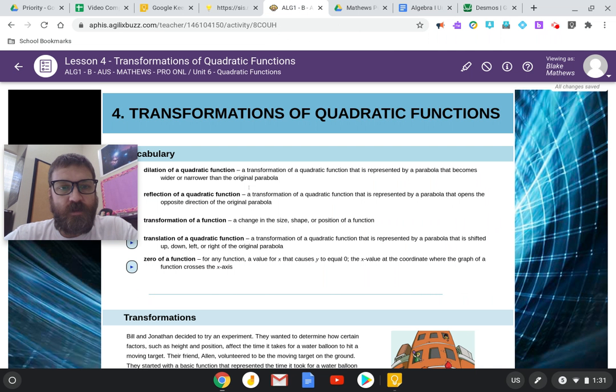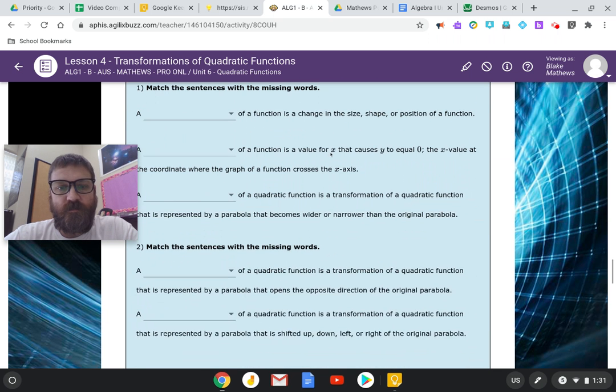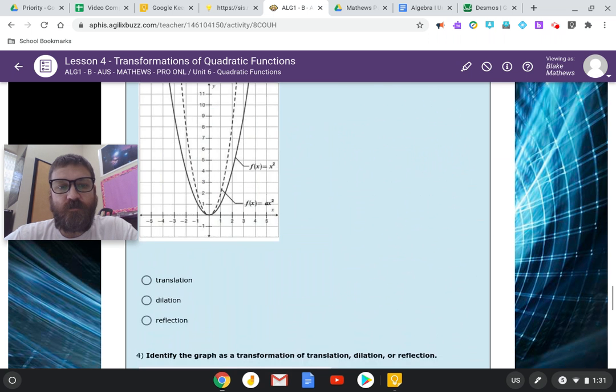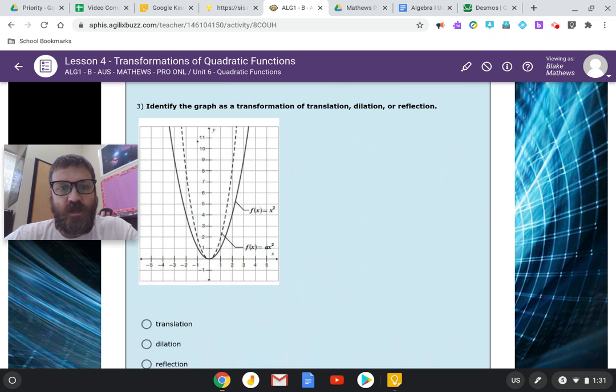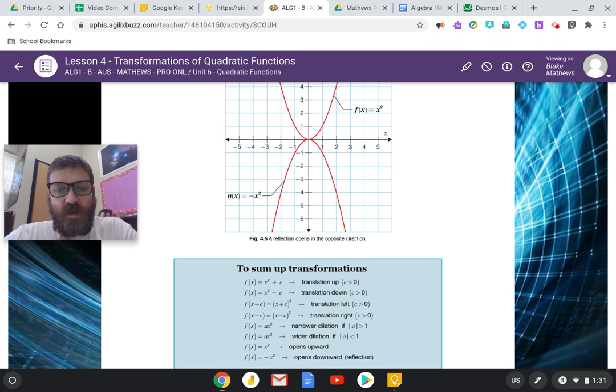Jumping back over to the lesson page, the first 5 questions on the lesson are going to be your vocabulary. So I'm going to leave you to that. Just match up the correct vocabulary word with these 5 blanks. And then it gets us into what types of transformations are being done to these different graphs. But before we get there, I do want to get a little bit more in depth than what is done in the unit, because I think it's important for you to understand how this works.